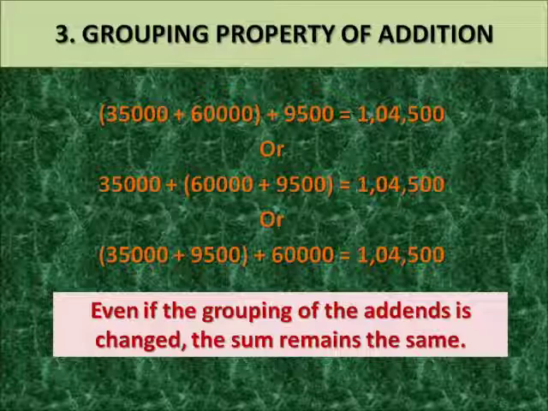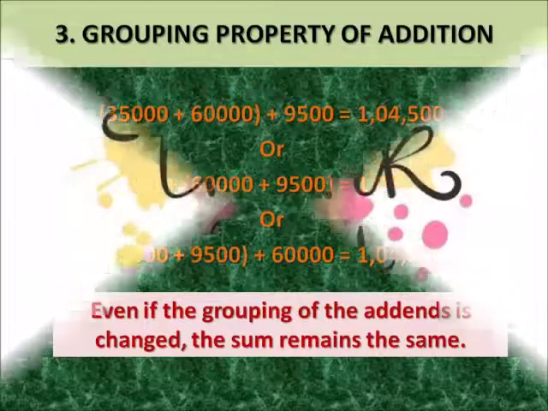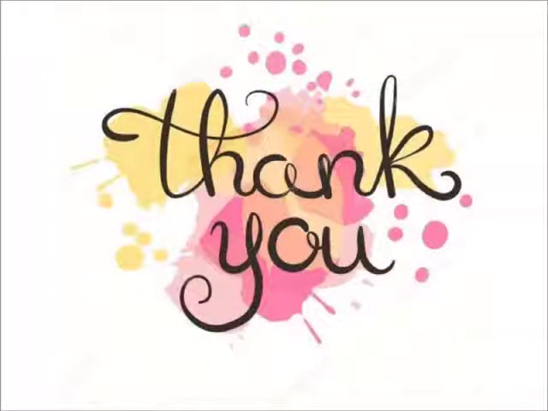Now let us see what answer we will get if we add 35,000 and 9,500 first. We get 35,000 plus 9,500 is equal to 44,500, and 44,500 plus 60,000 gives the final answer 1,04,500. Thus, when adding three numbers, we can add any two numbers first. Hence, even if the grouping of the addends has changed, the sum remains the same.